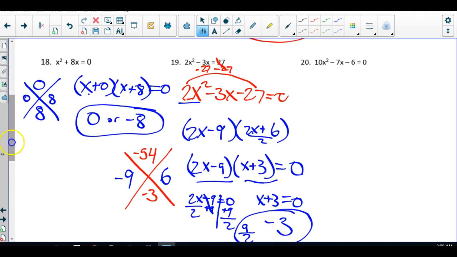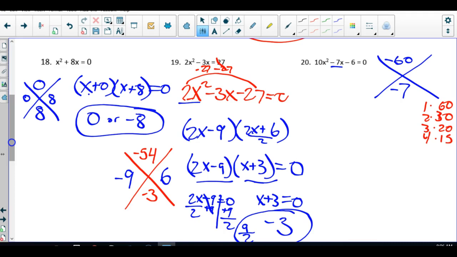Last one, number 20. It equals 0 already, so all I've got to do is the x box. Negative 60 up top, negative 7 down bottom. Multiplies to be negative 60 and adds to be negative 7. I'm thinking 60: 2 times 30, 3 times 20, 4 times 15, 5 times what? 12? And that looks like what it's going to be, 5 and negative 12.